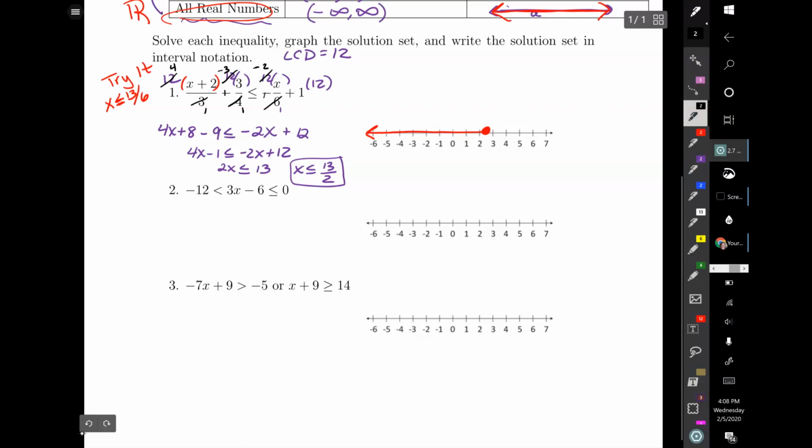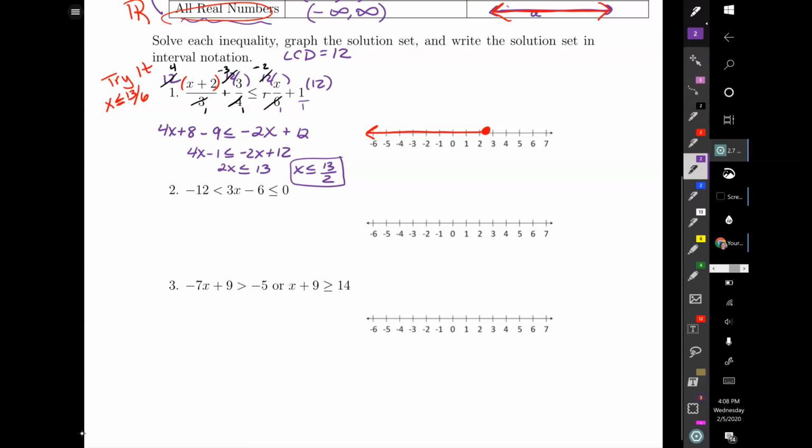Just switch it out, and then do your solving process. So we have 4x plus 8 minus 9 less than or equal to minus 2x plus 12. Don't forget to multiply by 12 on anything that's a whole number. I know that's common for people to forget. You can also put that over 1 so it looks like a fraction, and you have to deal with it and you don't forget.